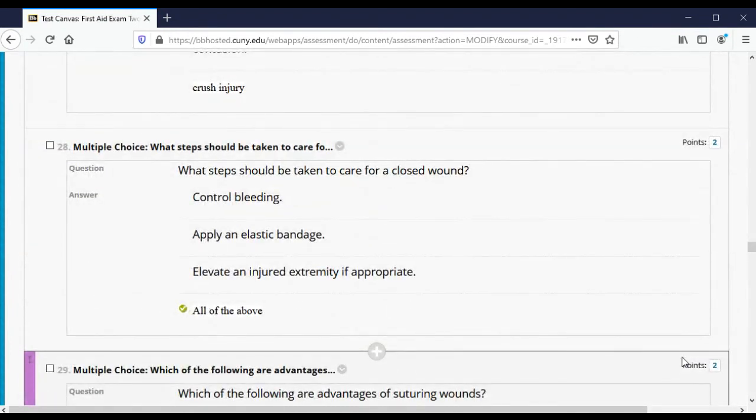What steps should be taken for a closed wound? Control bleeding, internal or external. Apply an elastic bandage to reduce swelling. Elevate the injured extremity if appropriate. It would not be appropriate if elevating that extremity would cause more damage or more pain.